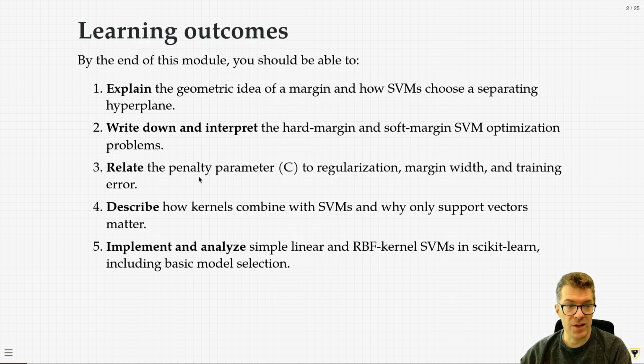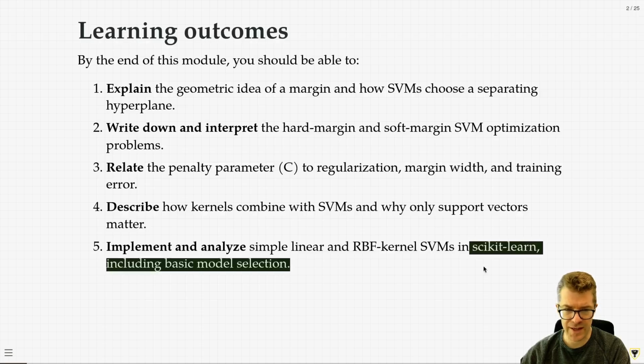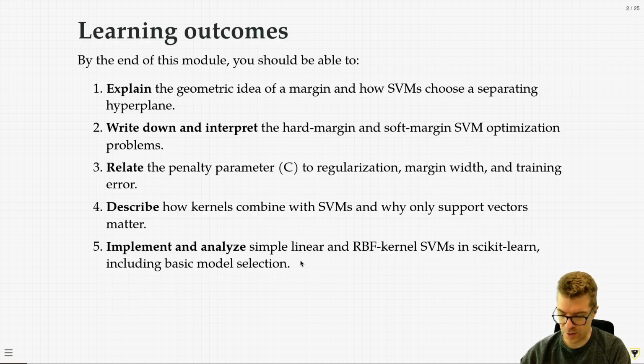You ought to be able to relate the penalty parameter C to regularization, margin width, and training error. You ought to be able to describe how kernels combine with SVMs and why only support vectors matter. We talked about kernels in Module 19. And you'll be able to implement and analyze simple linear and RBF kernel SVMs using scikit-learn, including some basic model selection.